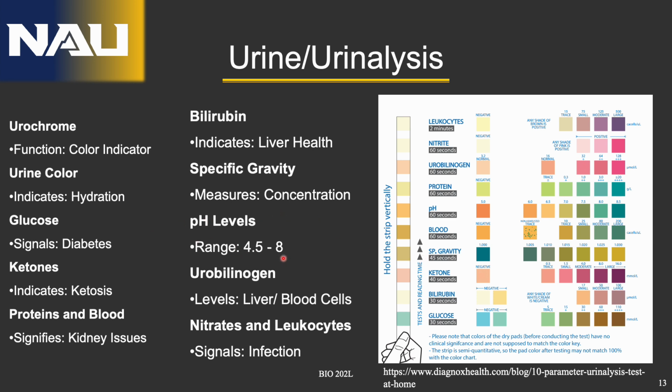Urine pH is normally between 4.5 and 8. If that changes, it can highlight metabolic or respiratory imbalances. Urobilinogen levels should be between 0.1 and 1.0 milligrams per deciliter. Higher levels might suggest liver distress or excess red blood cell breakdown. Finally, the presence of nitrates and leukocytes often signals bacterial infections or urinary tract inflammation.